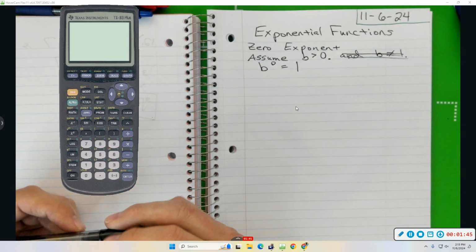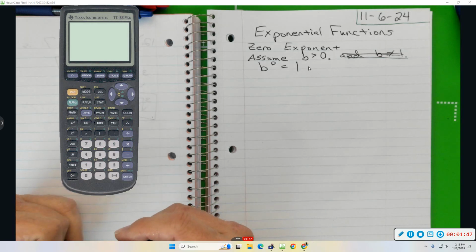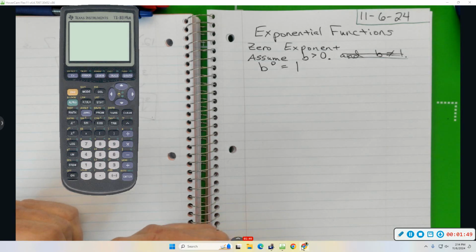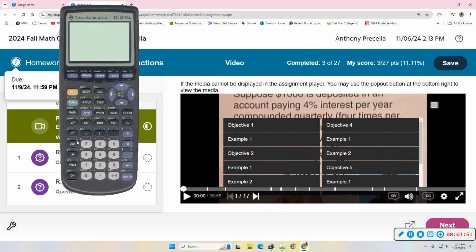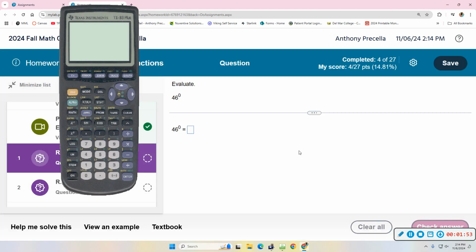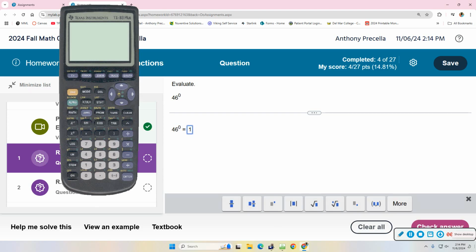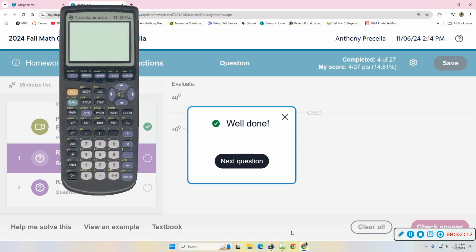So when we look at number 1 in the assignment, 46 to the 0 power. Any non-zero number to the 0 power is defined to equal 1. Do I need to write that problem down? No? Okay. And switch over here. Switch to the paper.